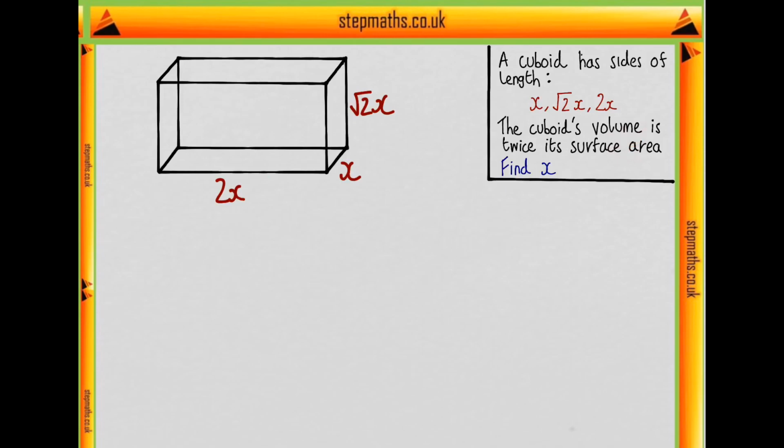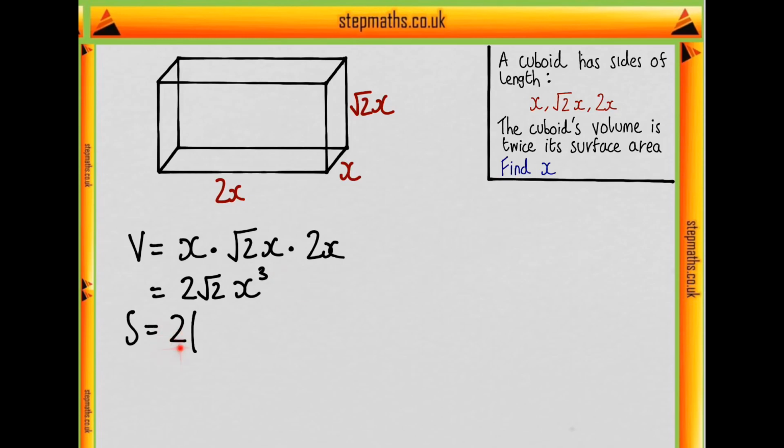So the volume, V, is equal to x times root 2x times 2x, just a product of all three dimension lengths. And that's 2 root 2 x cubed, because we've got 2 here, the root 2 here, and the x's. We've got 3 of them multiplied together. So that's quite nice. The surface area is a bit more awkward.